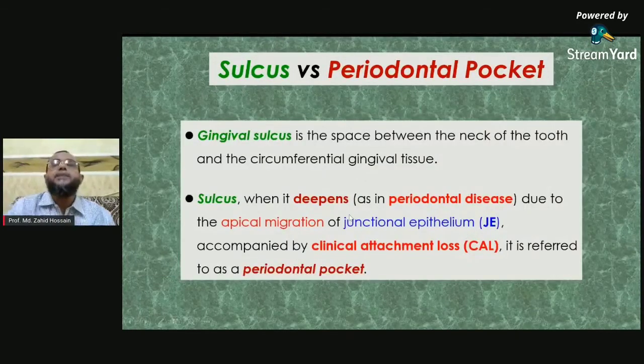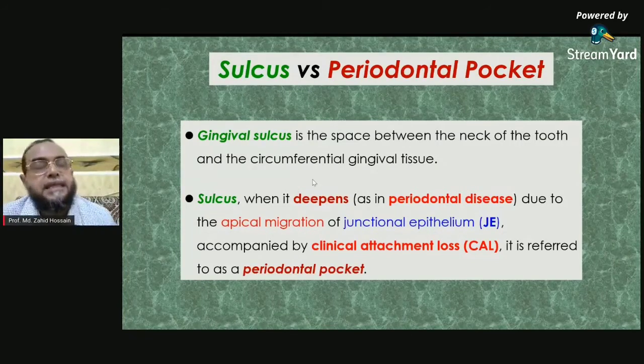Now, sulcus versus periodontal pocket. Sulcus is normal, so I put it in green color. This is normal, healthy. A pocket is a pathology, so I put it in a different color. So the sulcus is the space around the neck of the tooth, as I told you earlier. It is circumferential around the tooth, like a collar. Gingiva is attached to the tooth like a collar around, as you have a collar on a shirt.